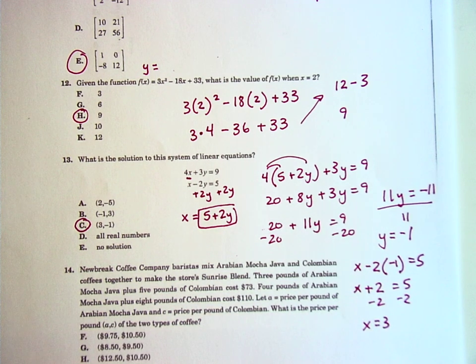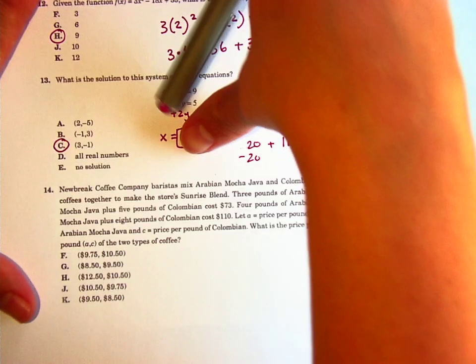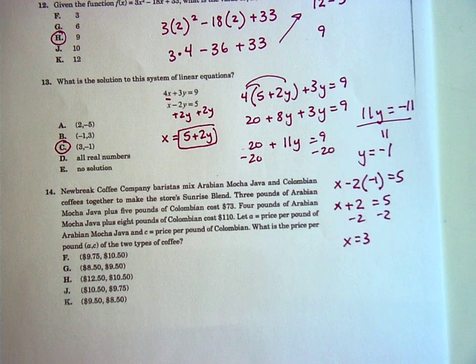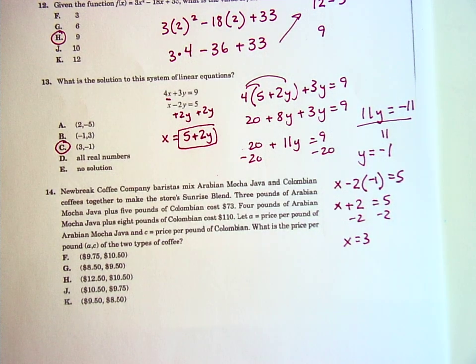You could have done this by elimination instead, maybe multiplied that bottom equation by -4 and then added them together, and that would have worked as well. So whatever you feel comfortable with. Both are good tools. Next, that's a whole paragraph. I don't have time to read that.